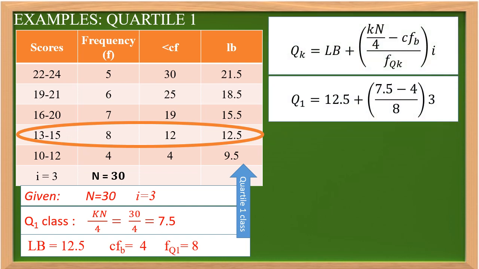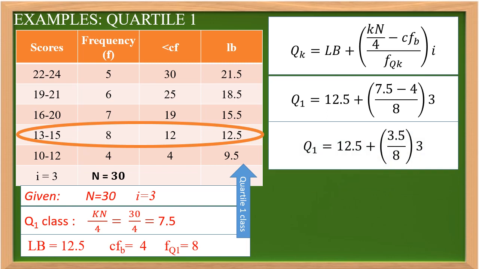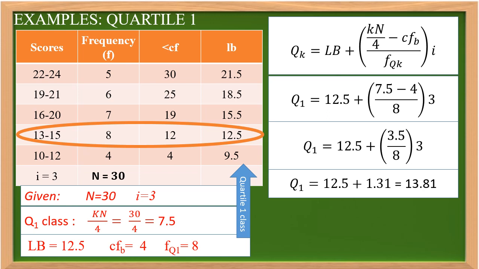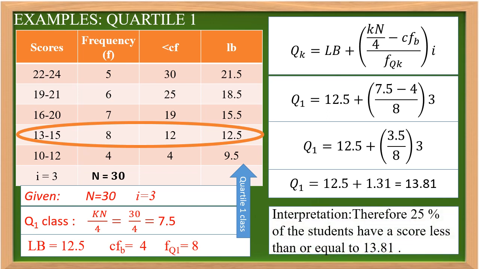Now, let's substitute all the values given in the formula. So we have quartile 1 is equal to 12.5, which is the LB, plus 7.5, which is the KN over 4, minus 4, the CFB, over 8, which is the frequency of the quartile 1 class, times the interval I, equals 12.5 plus 7.5 minus 4, which is 3.5, divided by 8 times 3, is equal to 12.5 plus 3.5 times 3 divided by 8, which is 1.31, and 12.5 plus 1.31 is equal to 13.81. Therefore, 25% of the students have a score less than or equal to 13.81.